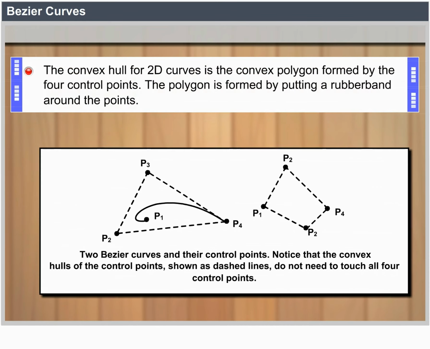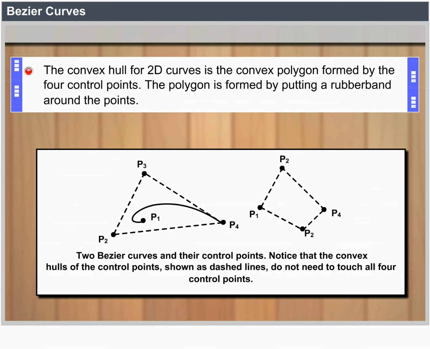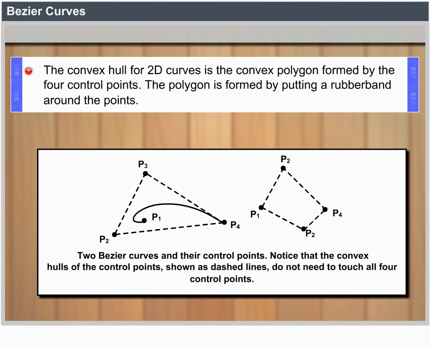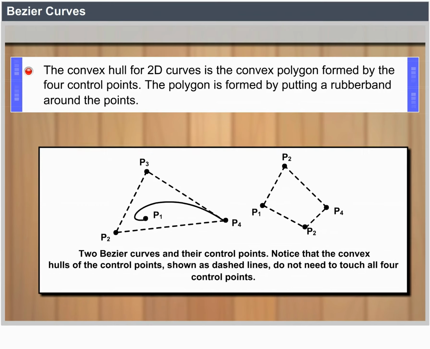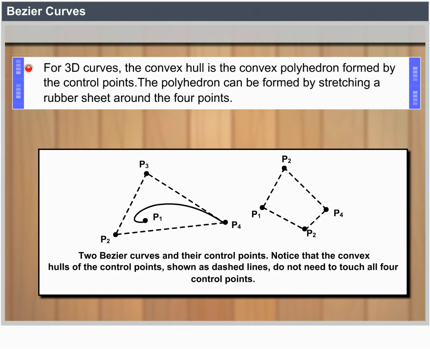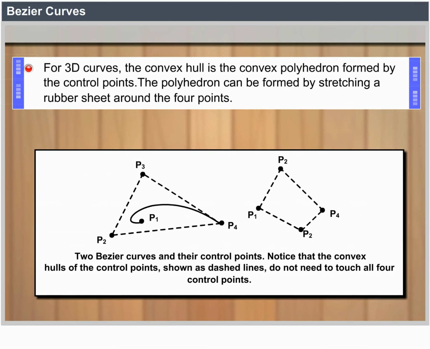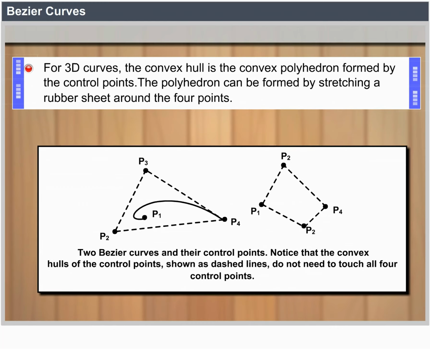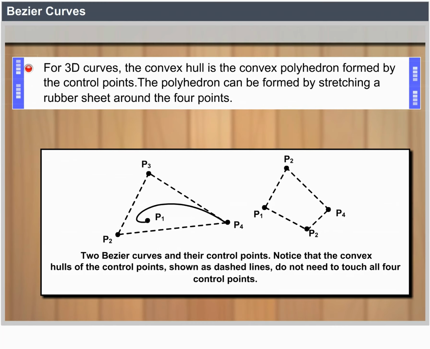The convex hull for 2D curves is a convex polygon formed by the four control points. Think of it as a polygon formed by putting a rubber band around the points. For 3D curves, the convex hull is a convex polyhedron formed by the control points. Think of it as a polyhedron formed by stretching a rubber sheet around the 4 points.